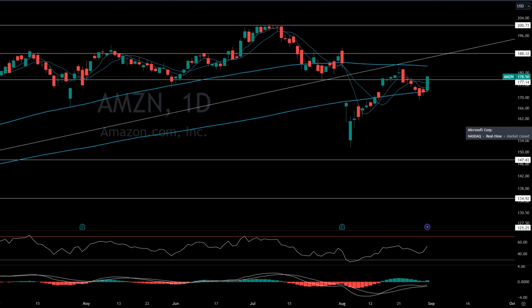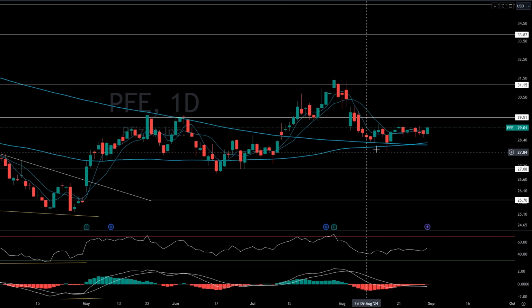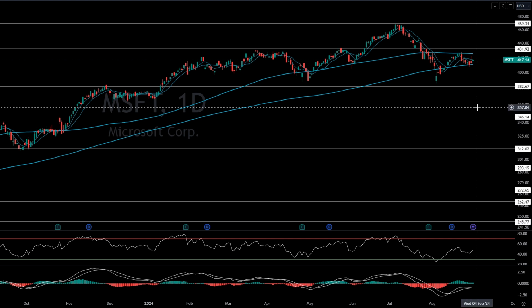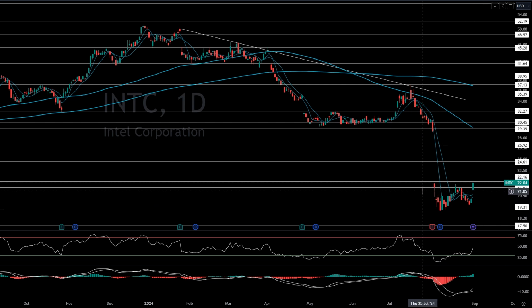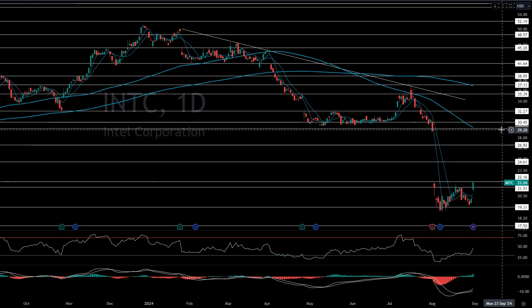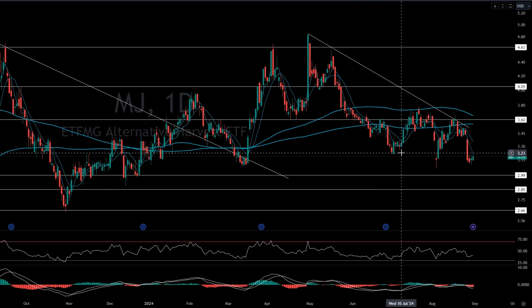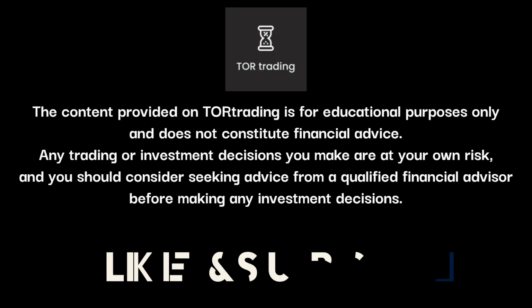Amazon's had some bullish price action off of the 200-day moving average. Pfizer's also just consolidating, moving averages crossing over with time, so Pfizer's looking good. Microsoft, strong bounce off its 200-day moving average. Intel had a nice day on Friday up into this 22 resistance level. We need to break above this and then we can start working on the gap up to 29.20. And MJ consolidating after a bearish week.